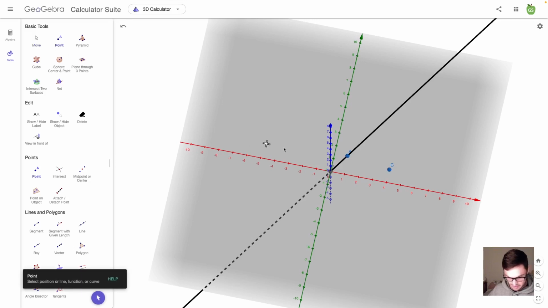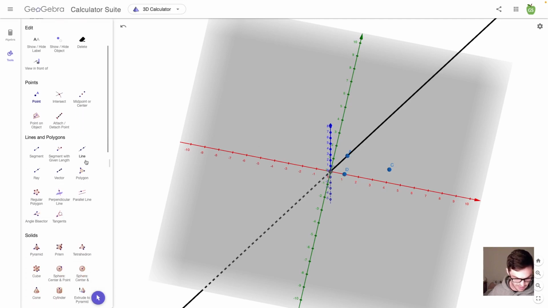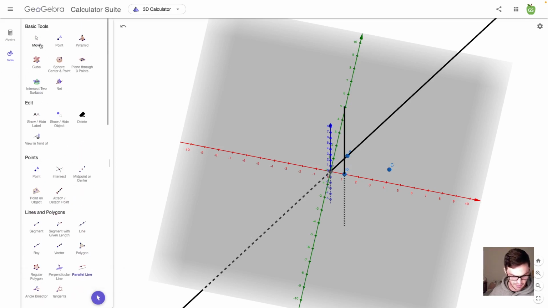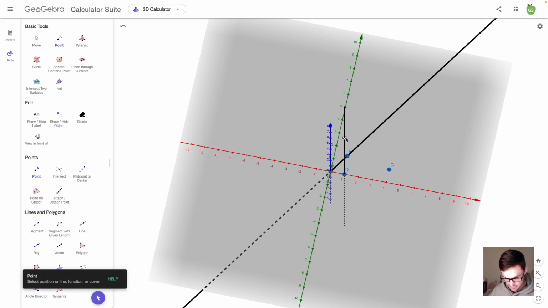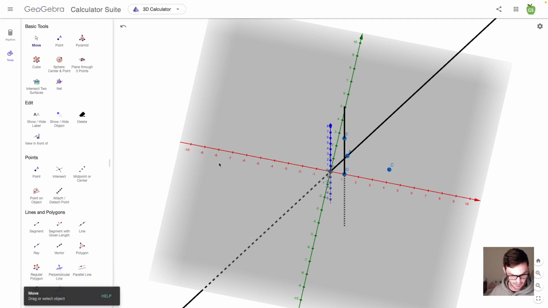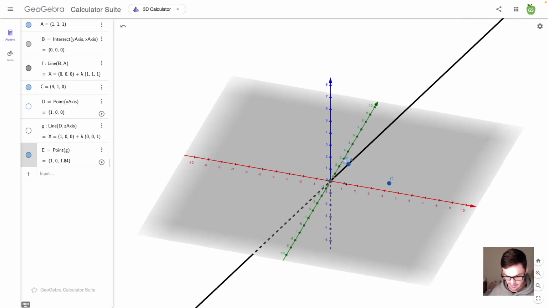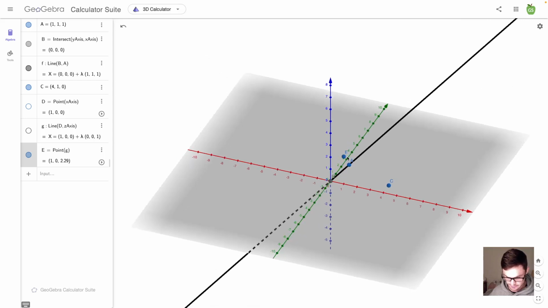So I'm going to go ahead and put ourselves a point. Actually, I'll put us a point here, D. And then I'll draw a line through D parallel to the Z-axis, okay? And now I'll put another point on that line, okay? This might look familiar. I'm going to hide D, and I'm going to hide the line as well. So now all we have is E. All right, so we can move E up and down along this line right here, okay?